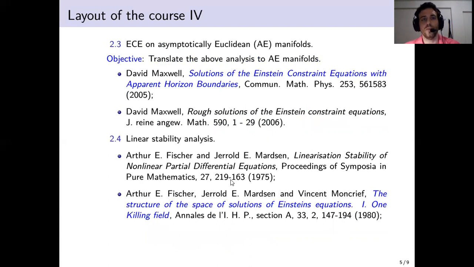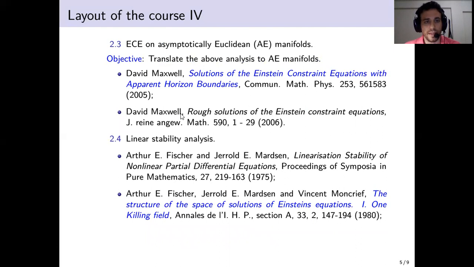Then the idea is to move to non-compact settings. The case we will be most interested in is the asymptotically Euclidean case. These are non-compact manifolds that have a particularly simple asymptotic structure at infinity, and they serve as models for isolated gravitational systems. The objective will be to translate the kind of results and classifications I just commented on above to this setting, and in particular we will follow foundational papers like these two, where the first one in particular incorporates boundary conditions for our problem that model black hole initial data.